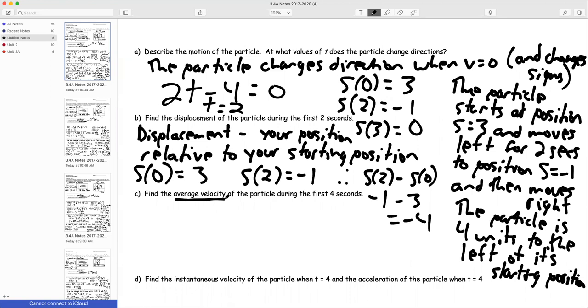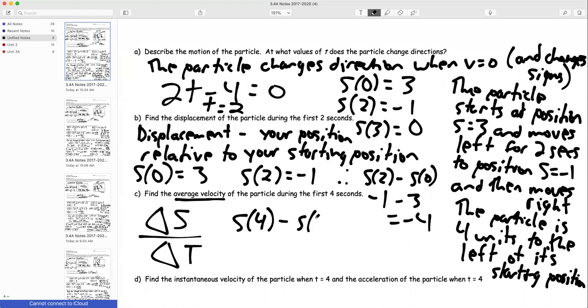We're finding a velocity, okay? So if we're finding a velocity, my answer has to be in terms of, think about the units. It helps me to think about the units. It has to be meters per second. So how do I get meters per second? Well, my numerator is going to be the change in the position. My denominator has to be change in time. So if they ask me for the average velocity over the first 4 seconds, this would have to be S of 4 minus S of 0 over 4 minus 0.